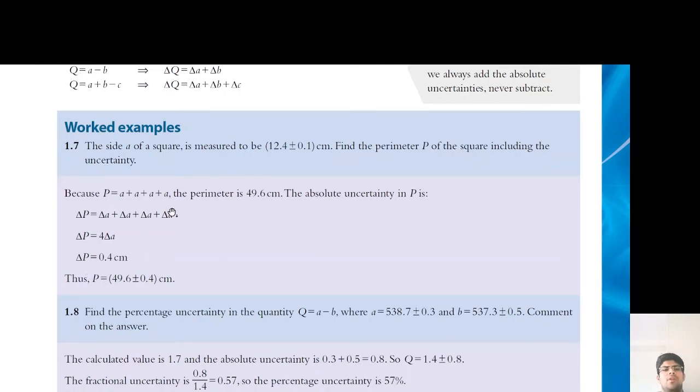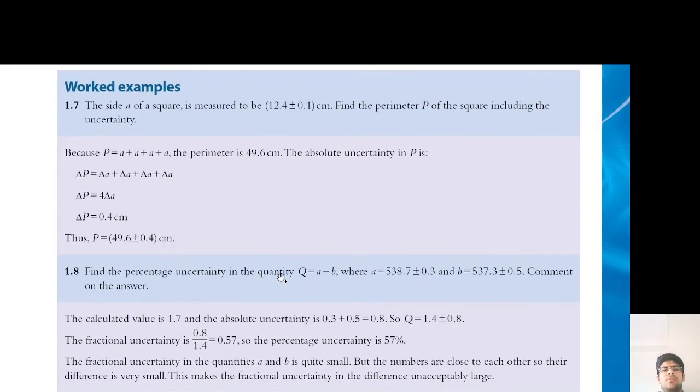Okay, so we have got the perimeter as 49.6 centimeter, and with the uncertainty also, it would be 49.6 plus minus 0.4 centimeter. Okay, I hope everyone understood this question.